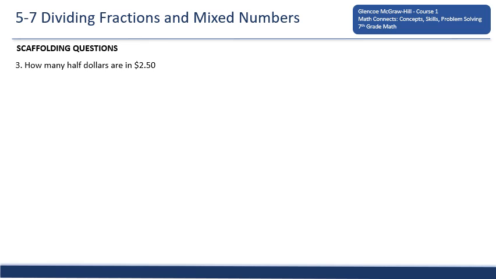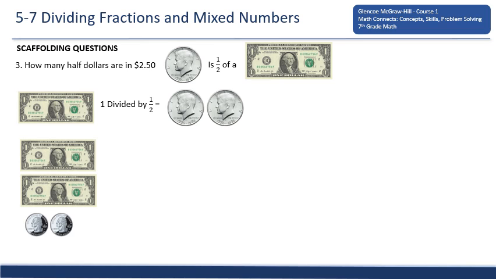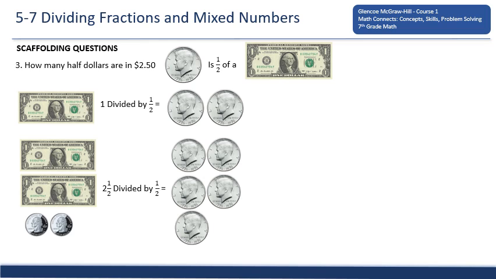How many half dollars are in $2.50? There's a half dollar, and it is half of a dollar. So $1 divided by a half is 2. So if we have $2.50, 2.5 divided by 1/2 equals 5.